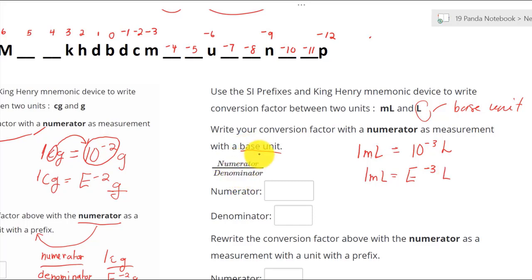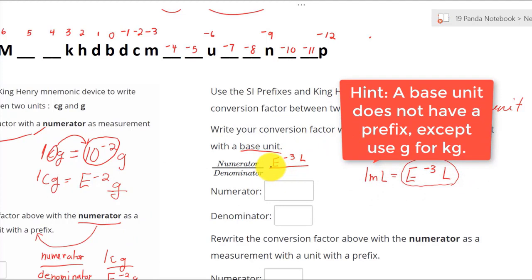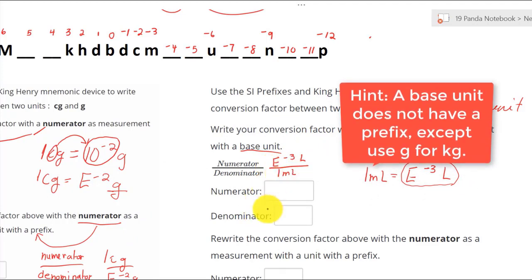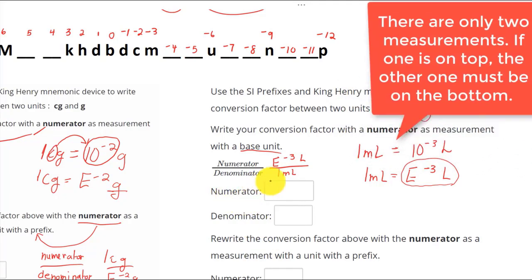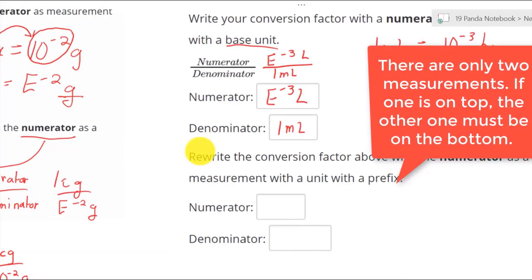Okay, now let's put it in our fractions. My numerator must have a base unit. So which one has a base unit? My base unit is letter L. Look for the only one with the letter L. So this will be my numerator. My denominator is going to be 1 milliliter. Now let's submit our answer. Numerator, capital E. Okay. Denominator is 1 milliliter.